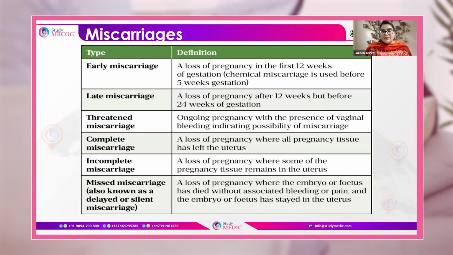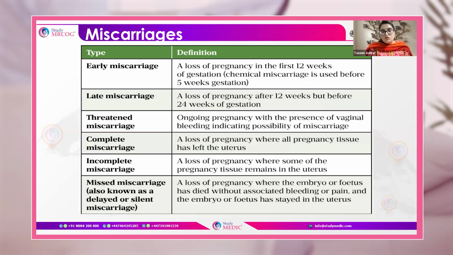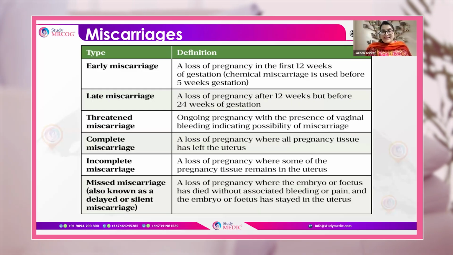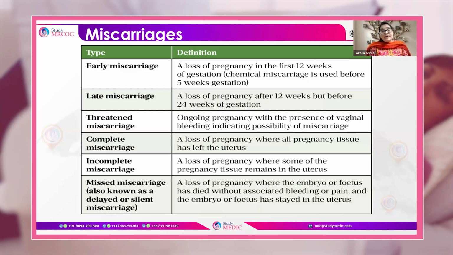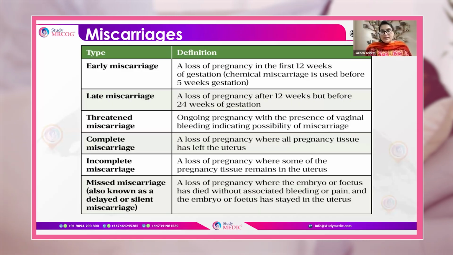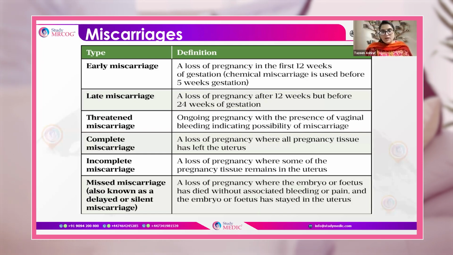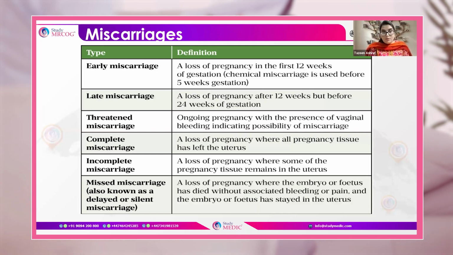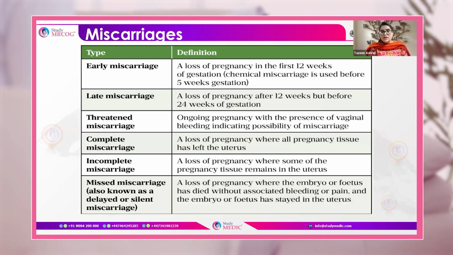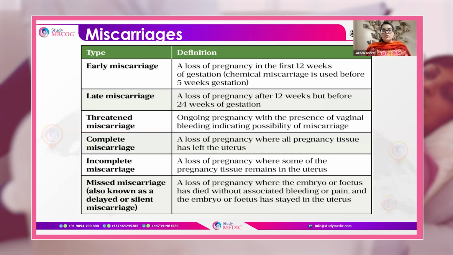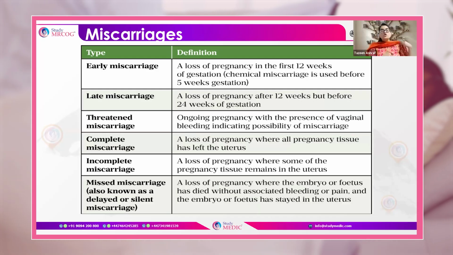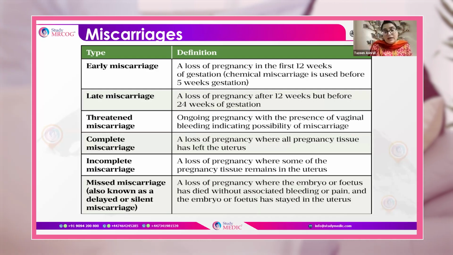Threatened miscarriage is basically an ongoing pregnancy with the presence of vaginal bleeding. So pregnancy is there, but the patient is developing bleeding, so that can be threatened miscarriage, as there is possibility of miscarriage. Complete miscarriage means a loss of pregnancy where all the pregnancy tissue has been removed or expelled. Okay, and incomplete miscarriage is that pregnancy loss where partially the products of conception have been expelled and partially they are present in the uterus.